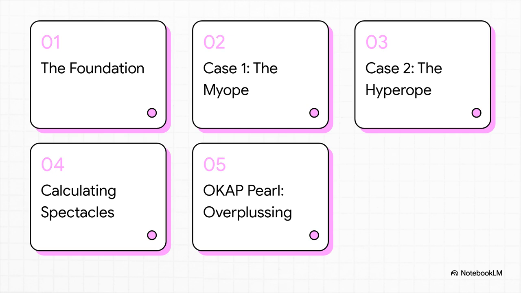Here's our roadmap for this explainer. First, the foundation. Second, case 1, the myope. Third, case 2, the hyperope. Fourth, calculating spectacles. And finally, an OKA pearl on overplussing. Let's start building that intuition.